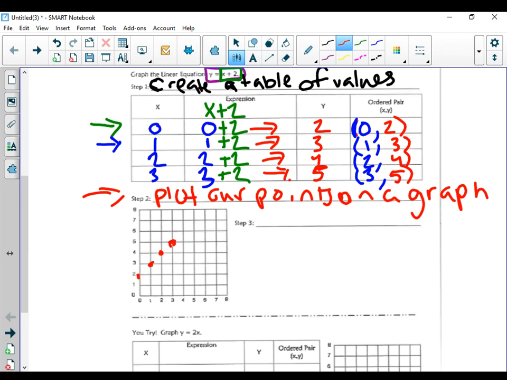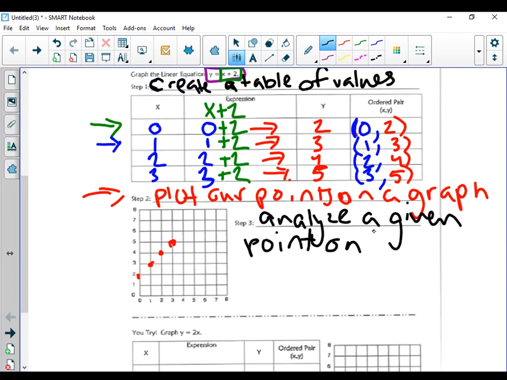So now that our table of values is created, and we've plotted our points successfully on a graph, our last step is going to be to analyze a given point on the graph. So analyze a given point on the graph.